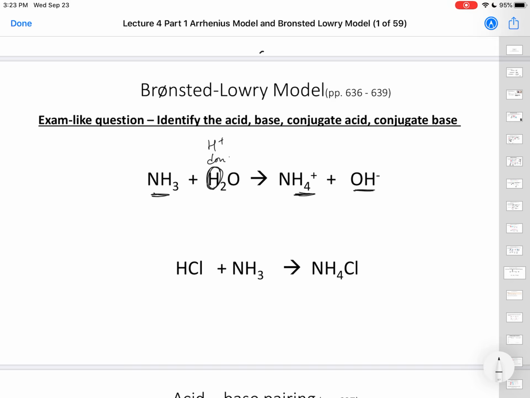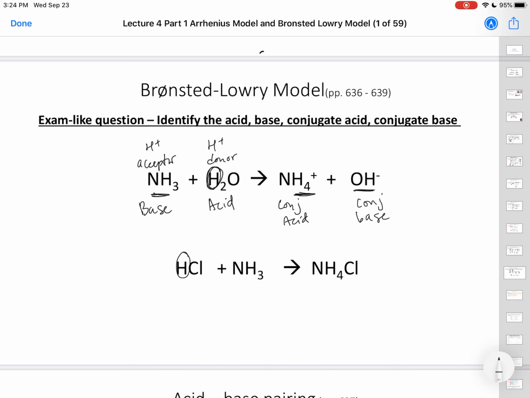So this is your H plus donor, and this is your H plus acceptor. Because the water is donating H, it is the acid, and NH3 is your base. As a result, this NH4 plus is your conjugate acid, and your OH minus is your conjugate base. Last but not least, HCl and NH3.